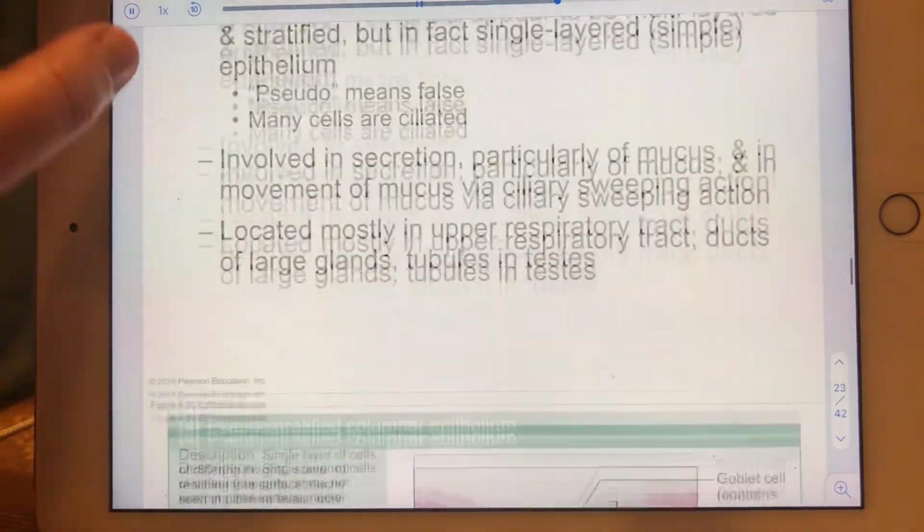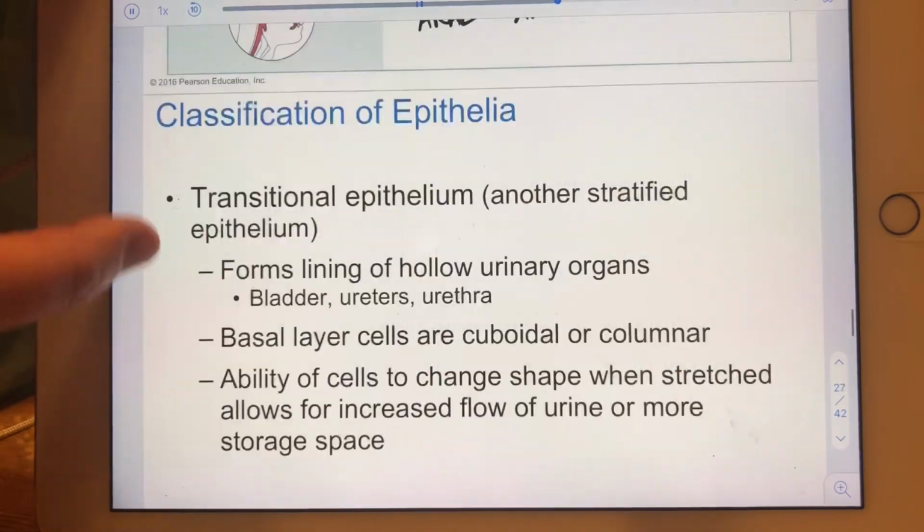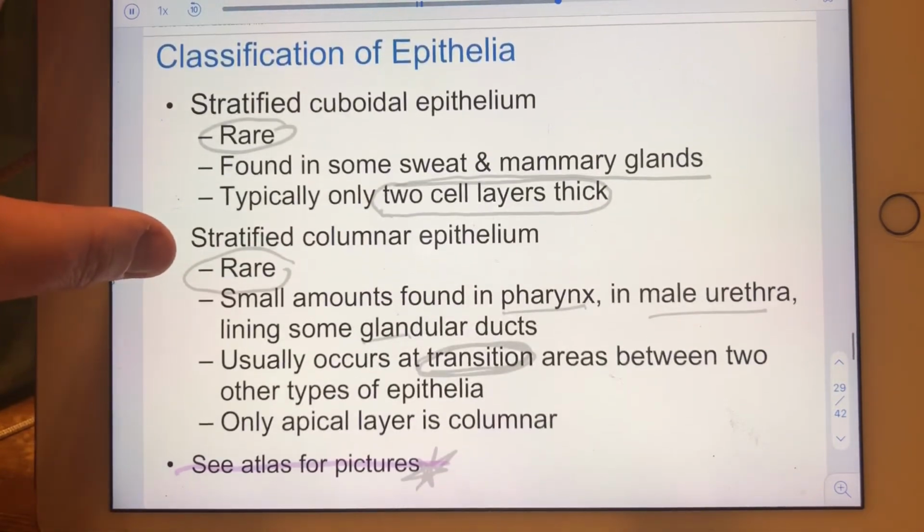Anywho, moving on to slide 29. Oh, I think, did I skip one? No, I didn't. Okay, 29.